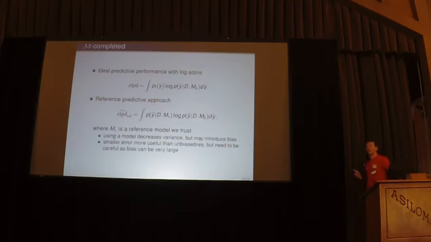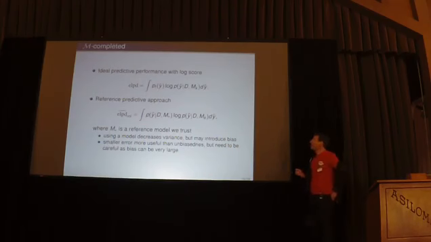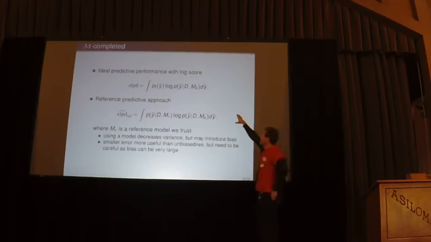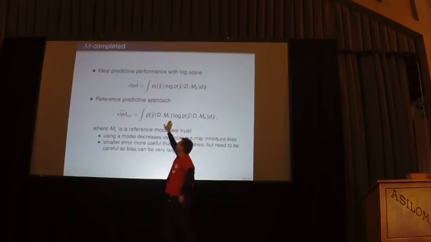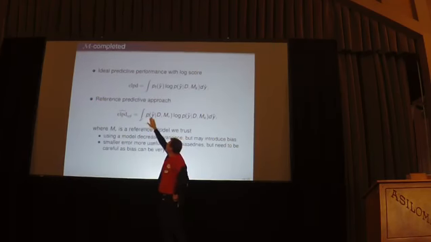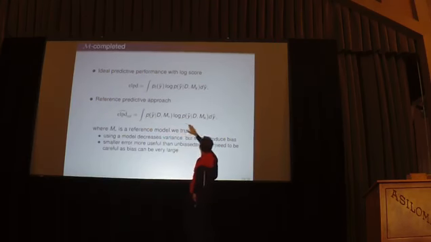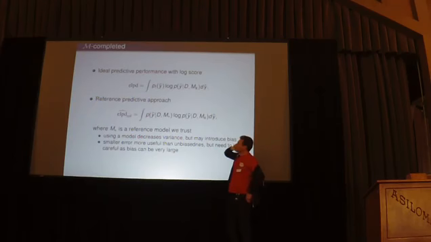And now the M-completed version. So now we replace the unknown PT with some reference model. With this reference model, we have a distribution for Y, and then we can integrate over that, and we can get better accuracy from that.